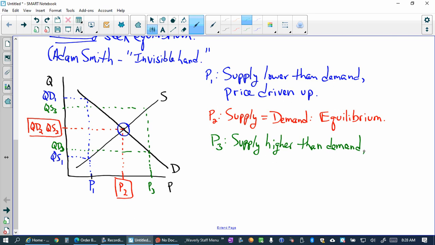Okay, so price is driven which way? Right, by the invisible hand. Price driven down, towards equilibrium again, right? And not everything is always sitting at equilibrium. It tries to stay there, but different things happen, right?